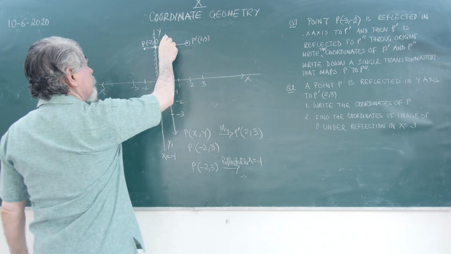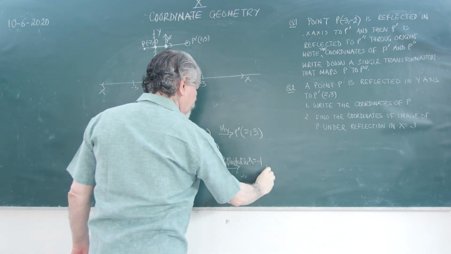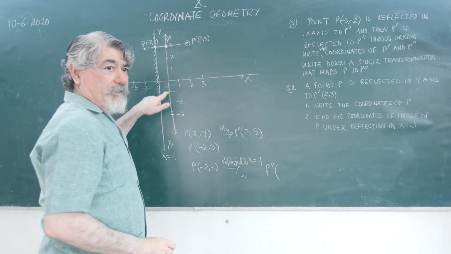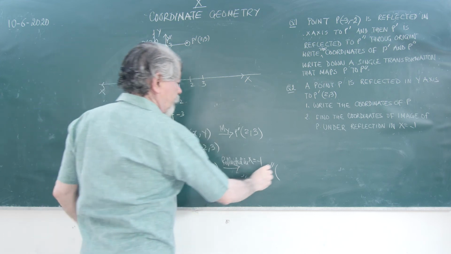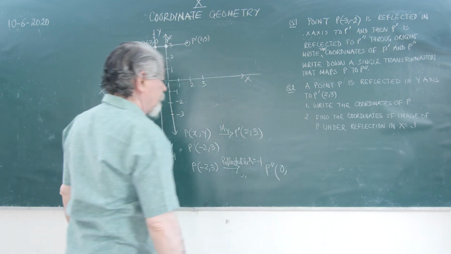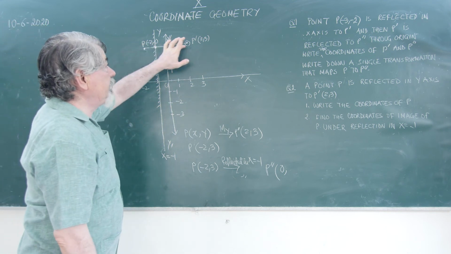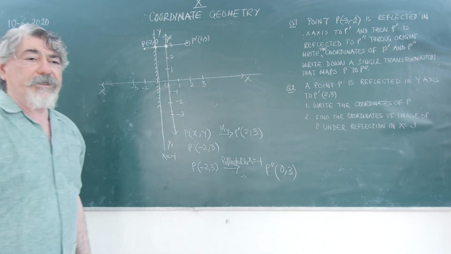And what are the coordinates of, suppose I say P double dash? The coordinates of P double dash will be what? It is on the y-axis, so the x coordinate will be 0 and the y coordinate will be 3.